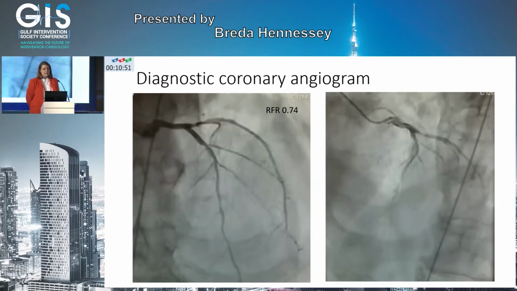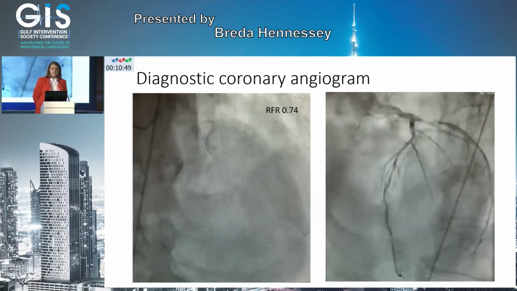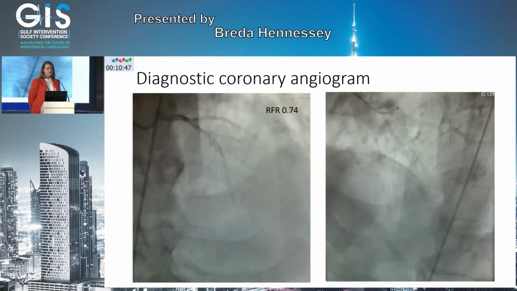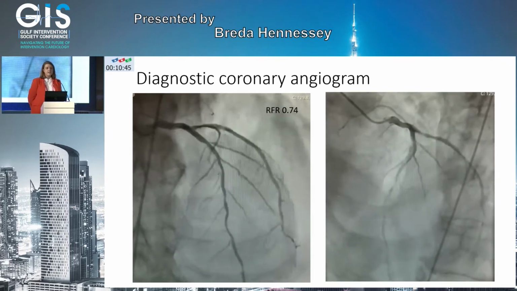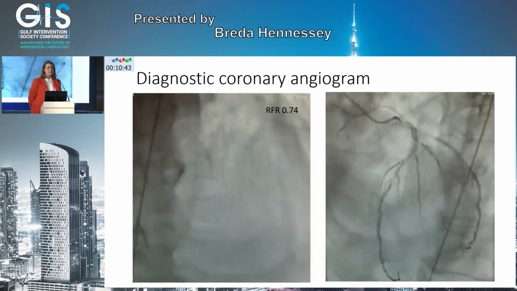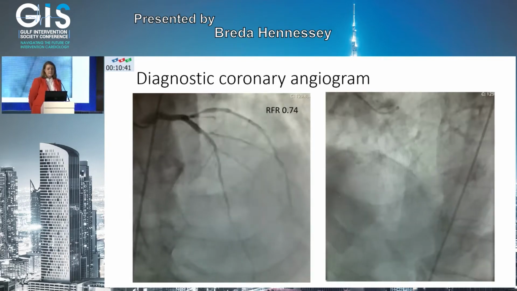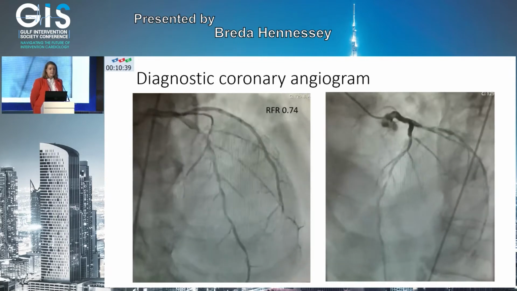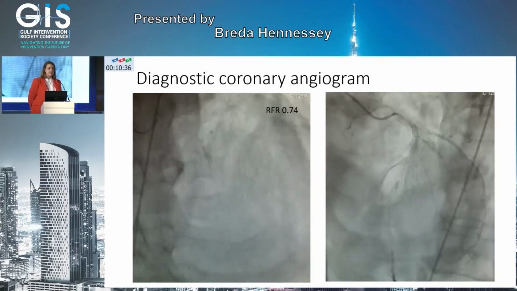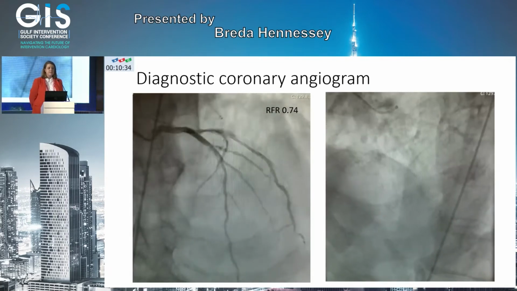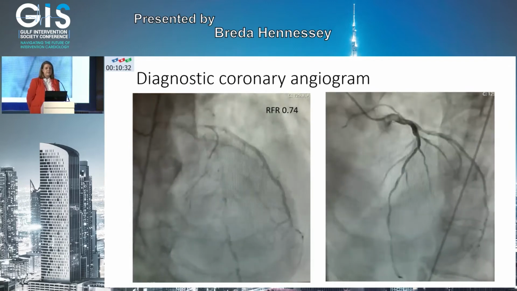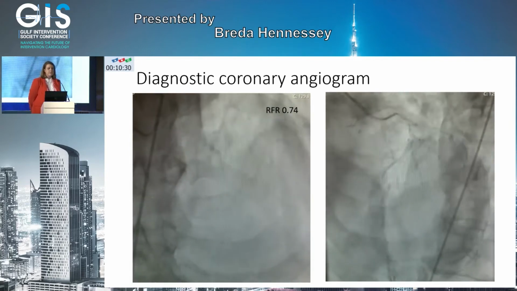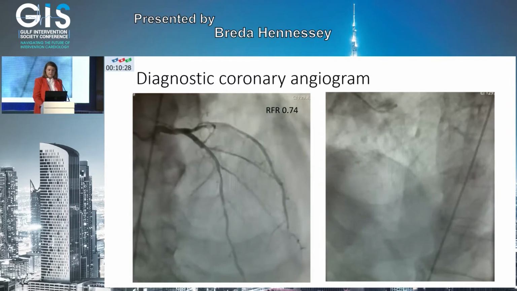So he went on to have a diagnostic angiogram at one of our peripheral centres, and I think what you can appreciate here on the cranial shots is that there's a very long segment of diffuse disease in the proximal and mid-LAD. The severity is a little ambiguous. We felt that it was most likely there were some areas that were severe, but we decided to perform physiology just to check if this was functionally significant, and as you can see, it was.